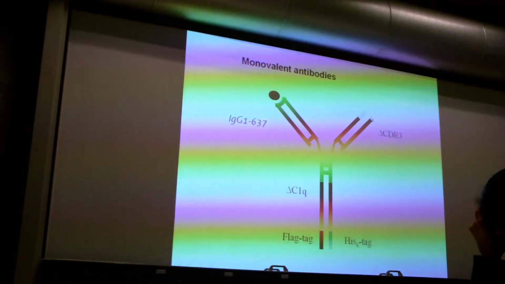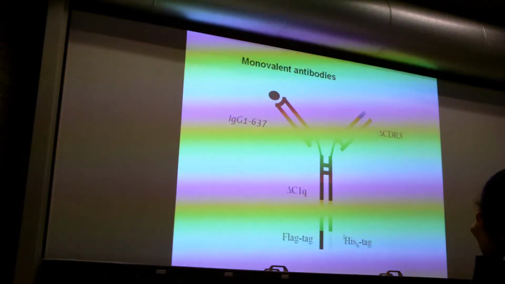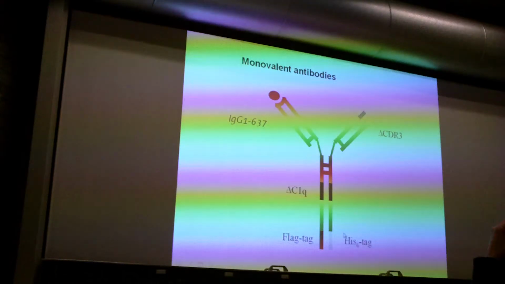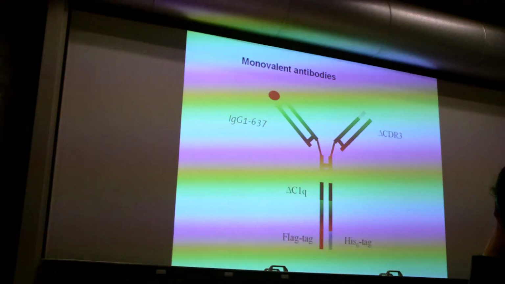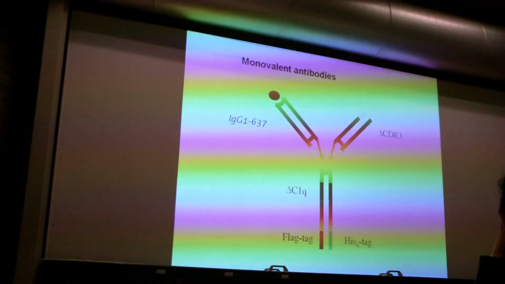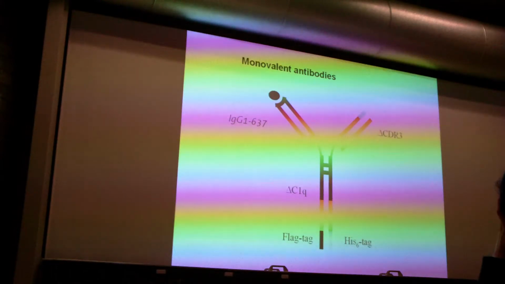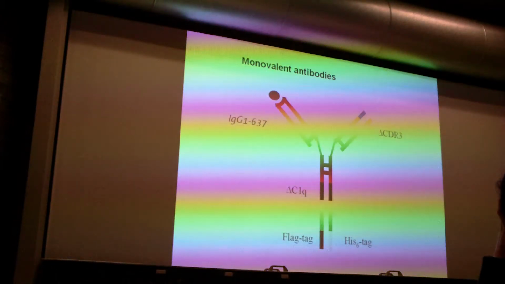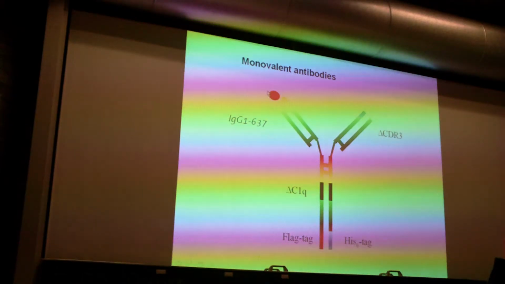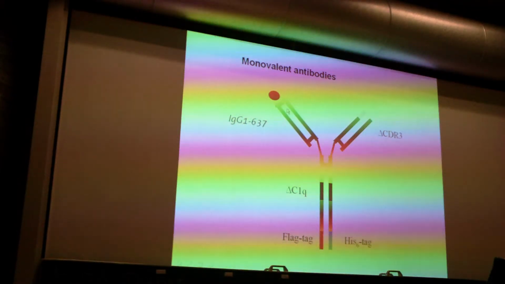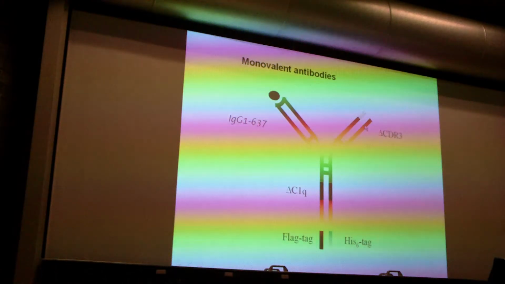We wanted to knock out the binding on one of the heavy chains, and we added a flag tag and a his tag to differentiate the two heavy chains. So this you can all do by changing the plasmid that encodes for your antibody. Of course, you need the sequence, otherwise you can't do it. So this is an example of a recombinant antibody. And why did we make it? Because we wanted to generate an antibody that is monovalent, so one that can only bind with one side. Because typical antibodies can bind with both arms and cross-link antigens.